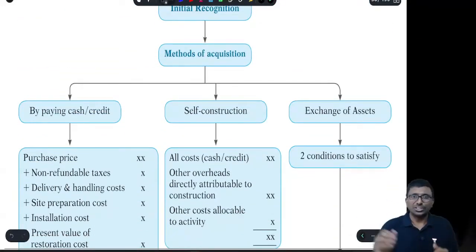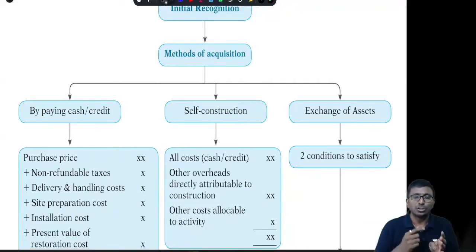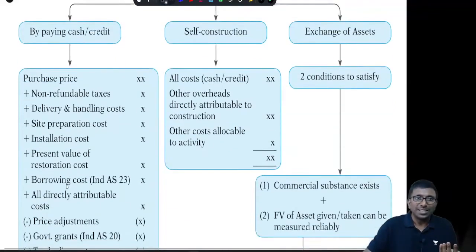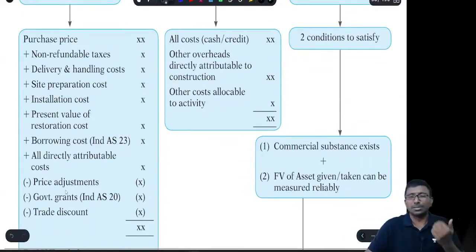As I told you, initially when you recognize it, you will be recognizing at cost. What are the ways of acquisition? You can buy it by paying cash or on credit, or you can do it by self construction or exchange of assets, that is barter system. If you go by paying cash or credit, there's a big list.